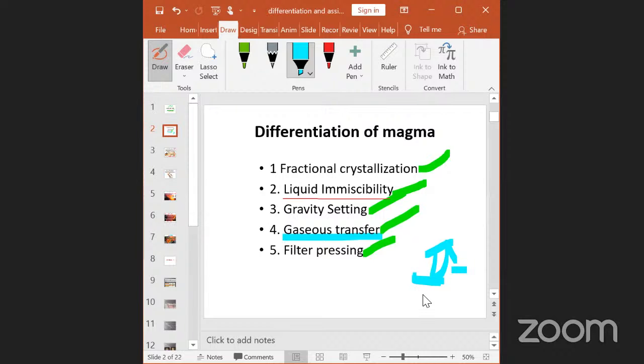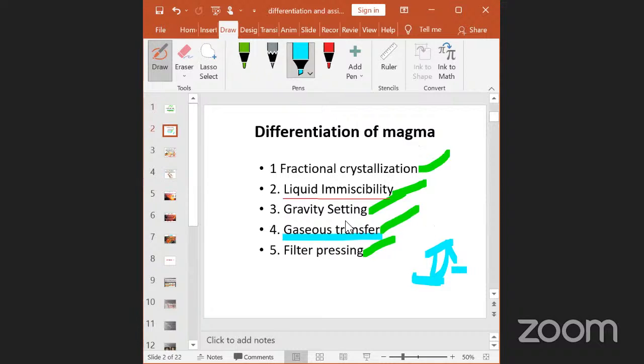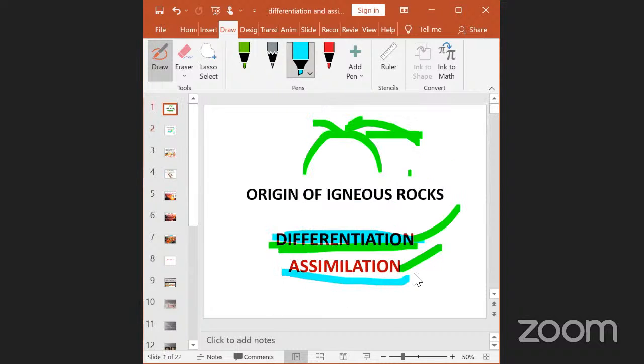We know convection is transfer of heat, right? So that is gaseous transfer. This is the differentiation of magma. And the next one is assimilation.